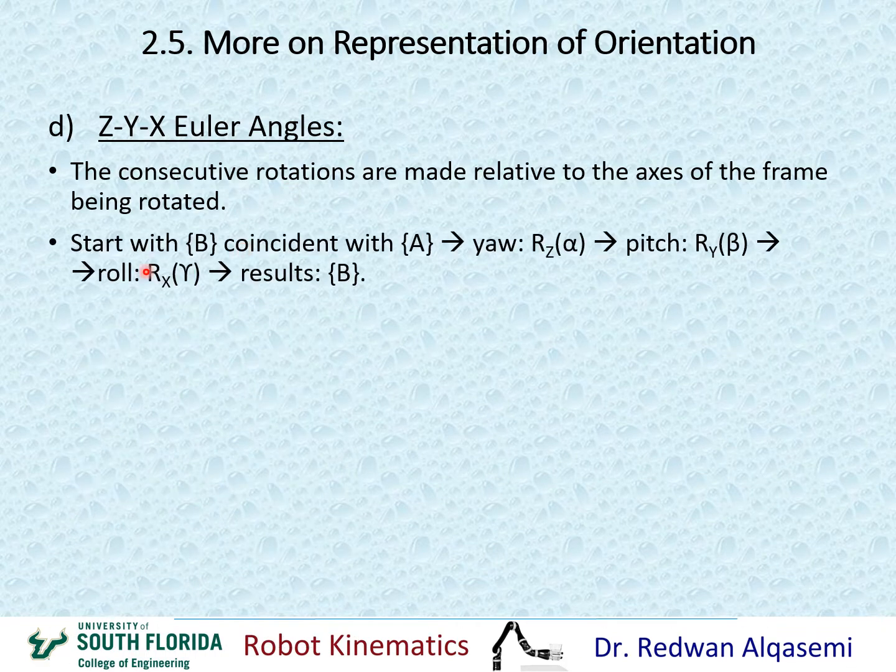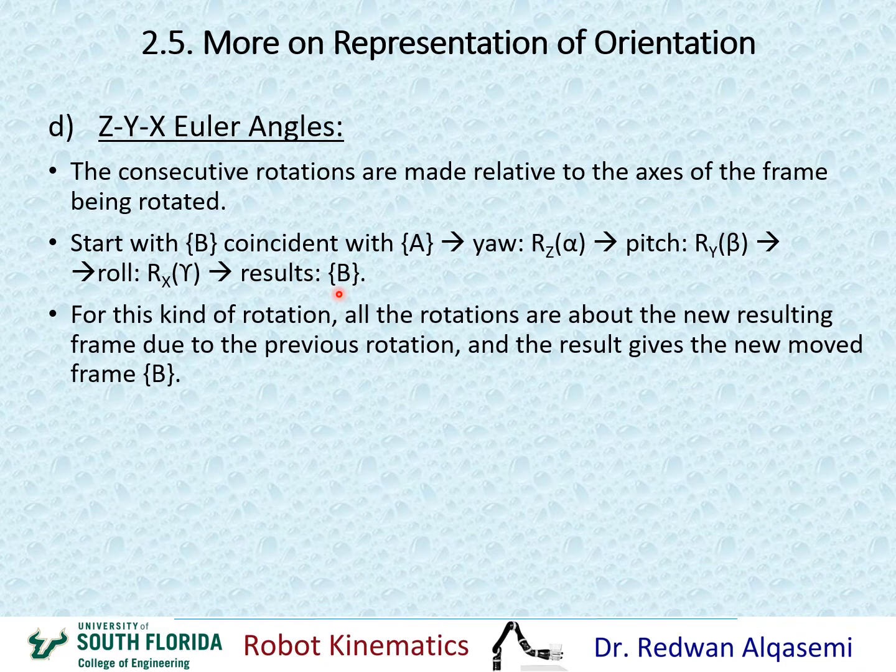Now, the way we start is with frame B coincident with frame A, and then we perform a yaw rotation, which is rotation about Z by the amount of alpha. Afterwards we perform a pitch rotation, which is rotation about Y by angle beta, and then a third rotation, which is a roll, rotation about X by the amount of gamma. After these three rotations, the resultant frame becomes my B frame.